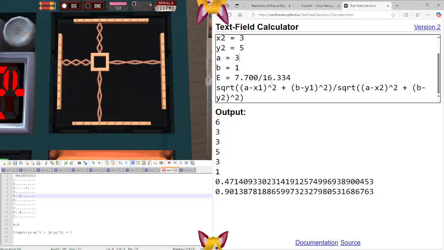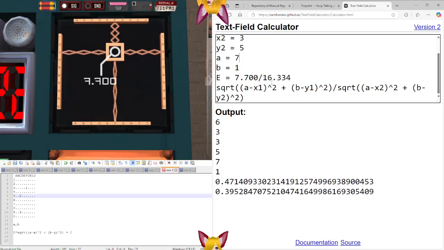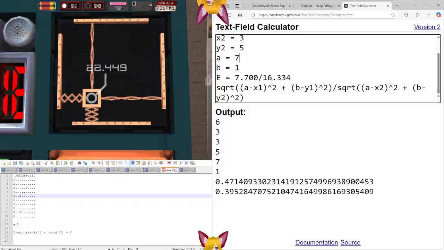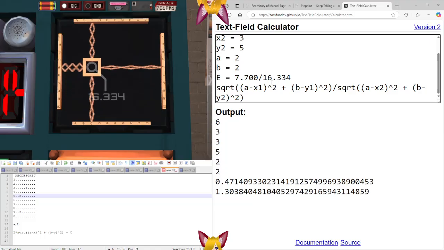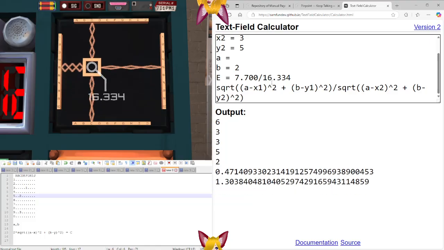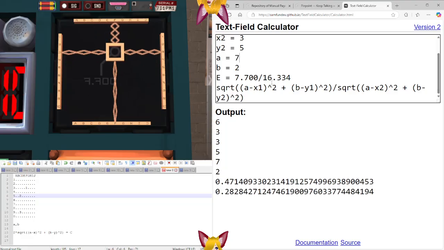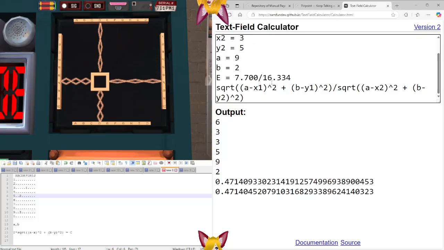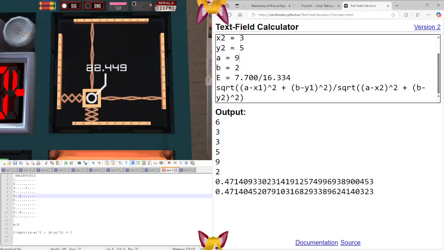So 2, 3, 4, 5, 6, 7. No, it's gone past it. So let's move down a row. And again. Gone past it again. Although it is getting bigger again. Ooh. Actually, this is looking good.